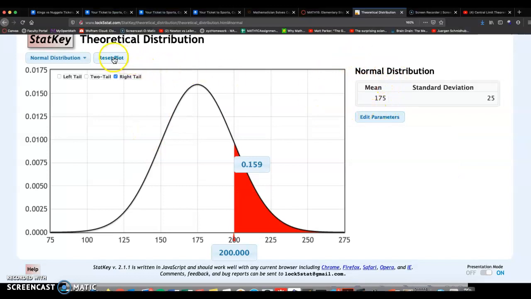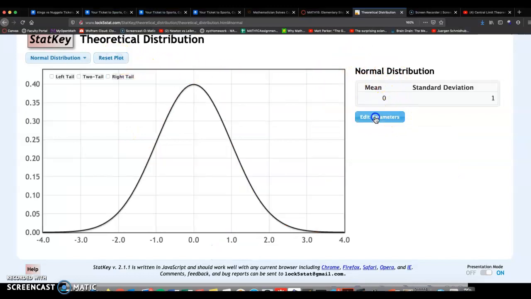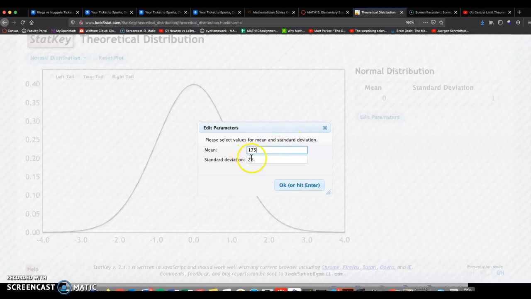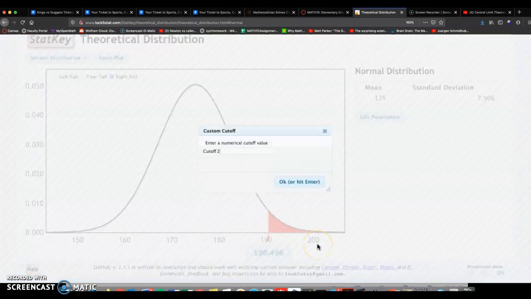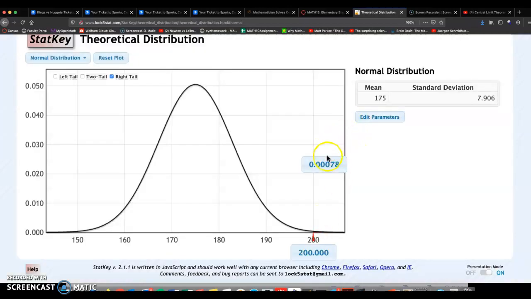So I want to go here, reset plot, edit the parameters to make the center 175. But now the standard deviation is going to be 7.906. Click OK. So here we have a mean of 175, and now we've changed that standard deviation. Click on right tail. We're still looking at the probability that the sample mean is 200 or more. And here we get 0.00078. So that's less than a 0.1% chance.